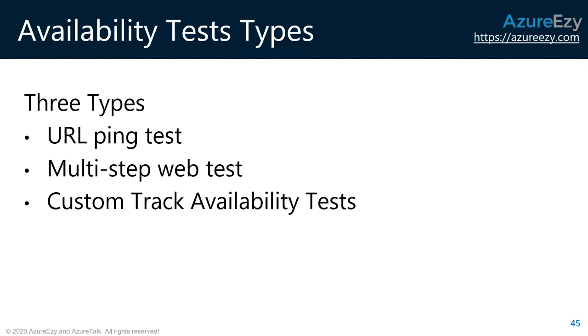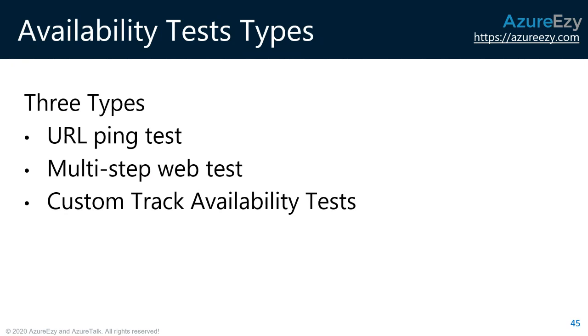So the URL ping test is simply a test that, just as the name says, checks the response for your application. But yes, this doesn't use ICMP. It is called a ping test, but this ping doesn't use the ICMP protocol. It actually uses the HTTP protocol instead.